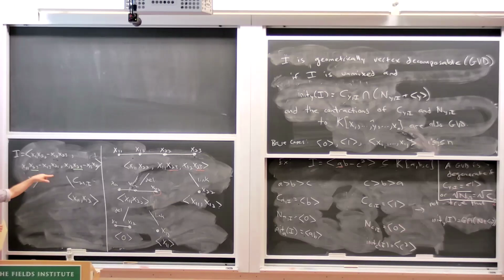And then the N ideal is going to be any of these generators that don't involve x23 at all. These two involve x23. This is the only one that doesn't. So here the ideal is just going to be x11 x22 minus x12 x23. This is already GVD because it's just an ideal of indeterminates. This one we have to continue.